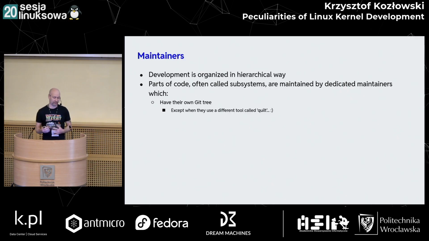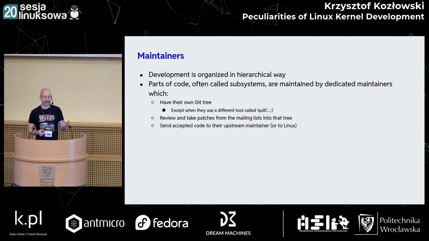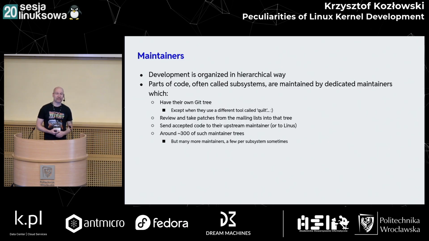Usually they have their own Git tree, although some people still manage patches not with Git, but as patches with a system called Quilt. So maintainers usually review the code, take the patches, apply them to their own Git tree, and then later send such code to their upstream maintainer, which could be Linus Torvalds or someone higher in the chain. And we have around 300 of such maintainer trees, so 300 separate Git trees, which take care of the source code and then later send it to Linus Torvalds.